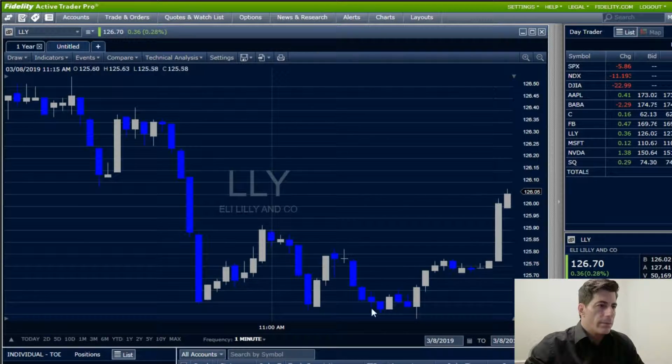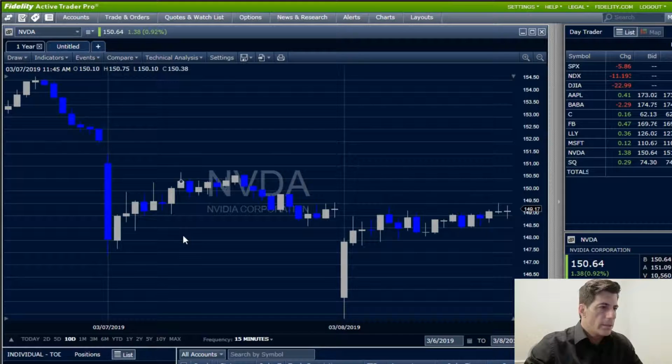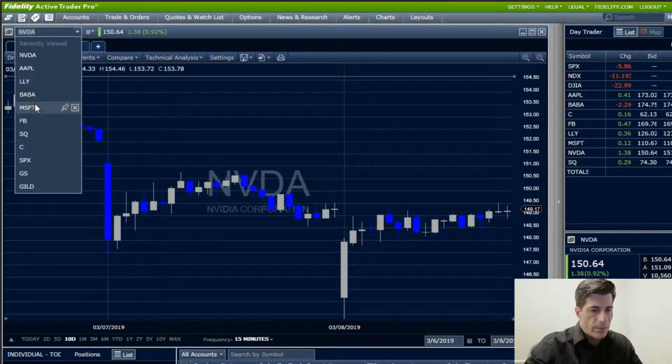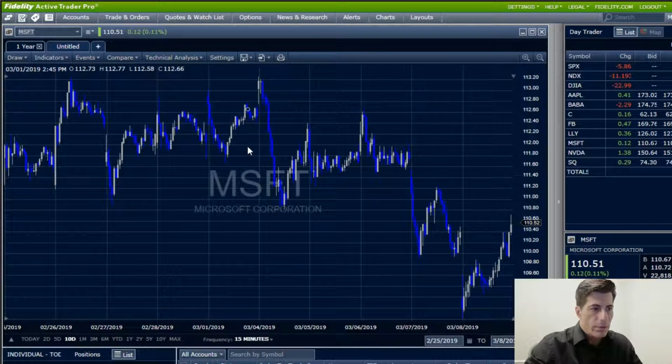Let's take a look at a different time frame and see what we can see. Let's take a look at Microsoft. Microsoft's actually been on an uptrend. If we were to go back a couple days, Microsoft's had a pretty good month.